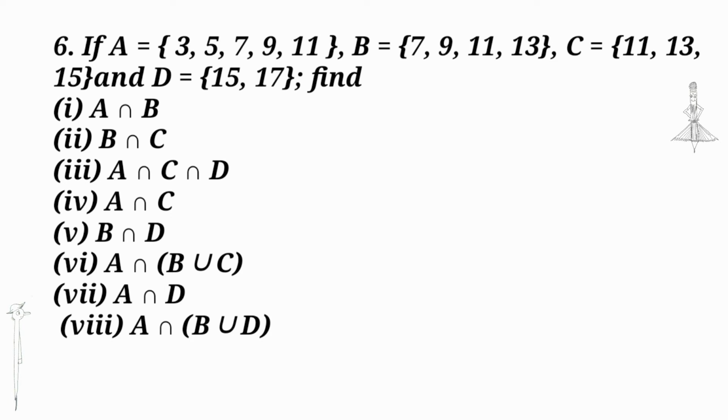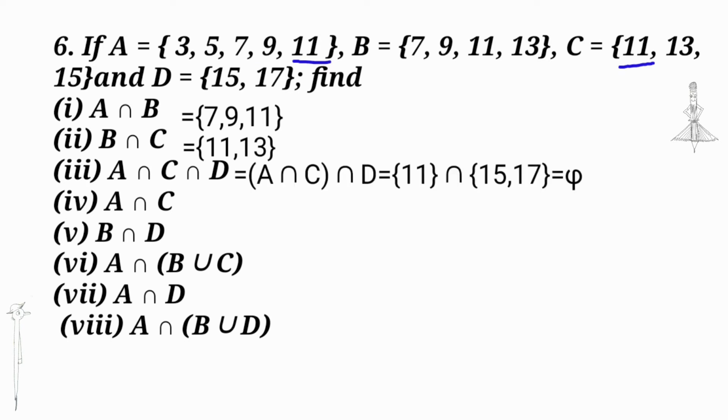If A is equal to {3, 5, 7, 9, 11}, B is equal to {7, 9, 11, 13} and C is equal to {11, 13, 15} and D is equal to {15, 17}. Find A intersection B, common to A and B, is equal to {7, 9, 11}. B intersection C is {11, 13}. A intersection C intersection D is equal to {11} intersection {15, 17}, which is equal to the null set because there are no common elements.